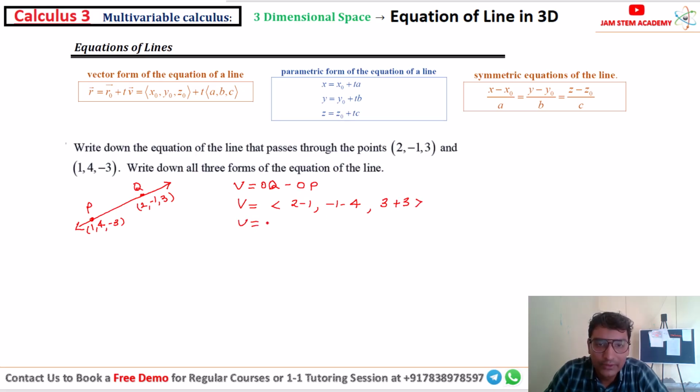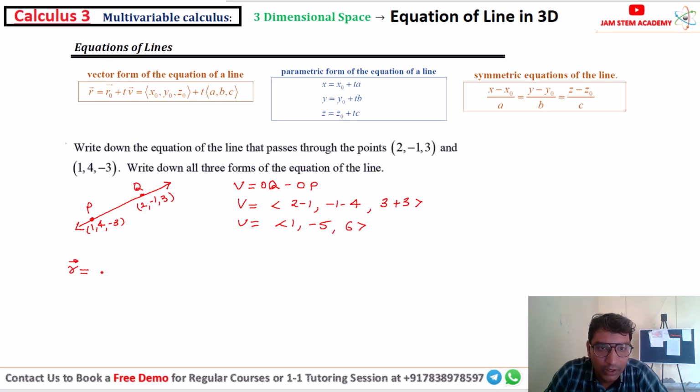Hence, what is V vector? It is 1, minus 5, 6. Now, equation of the line, we have to find all the three forms. So I can say, what is my given point, by the way? Either you can choose 2, minus 1, 3 or you can choose 1, 4, minus 3. Okay, both are correct.